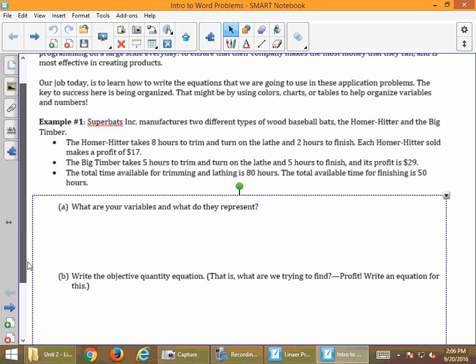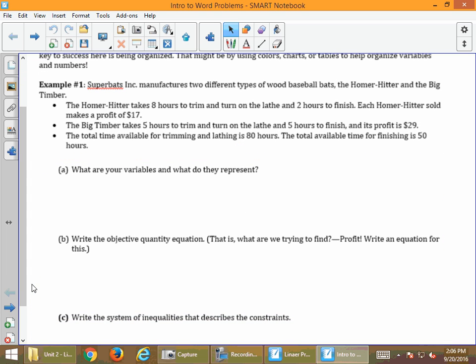If we look at the first example: Supermax Incorporated manufactures two different types of wood baseball bats, the homer hitter and the big timber. The homer hitter takes 8 hours to trim and turn on the lathe and 2 hours to finish. Each homer hitter sold makes a profit of $17. The big timber takes 5 hours to trim and turn on the lathe and 5 hours to finish, and its profit is $29. The total time available for trimming and lathing is 80 hours. The total available time for finishing is 50 hours. Oh my gosh, that is a lot.